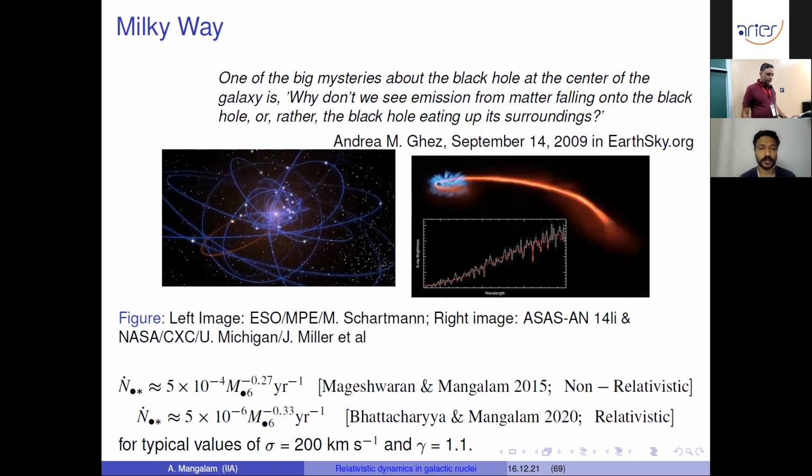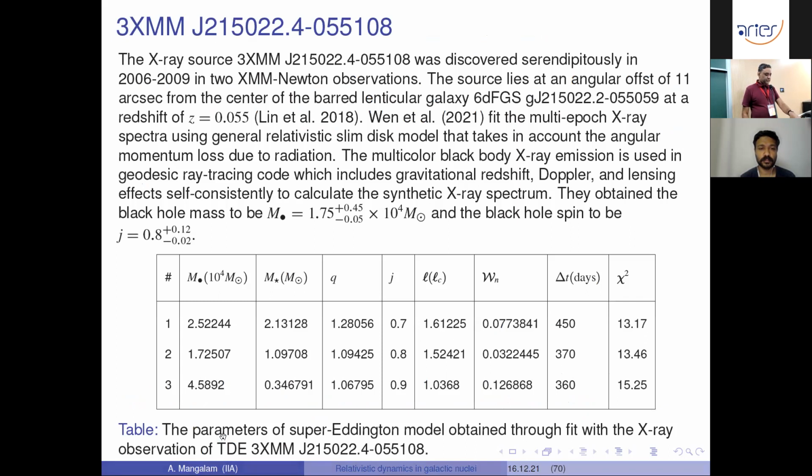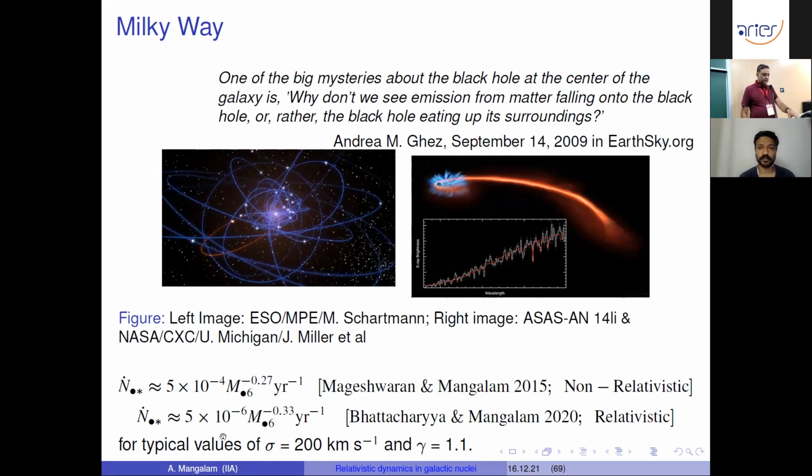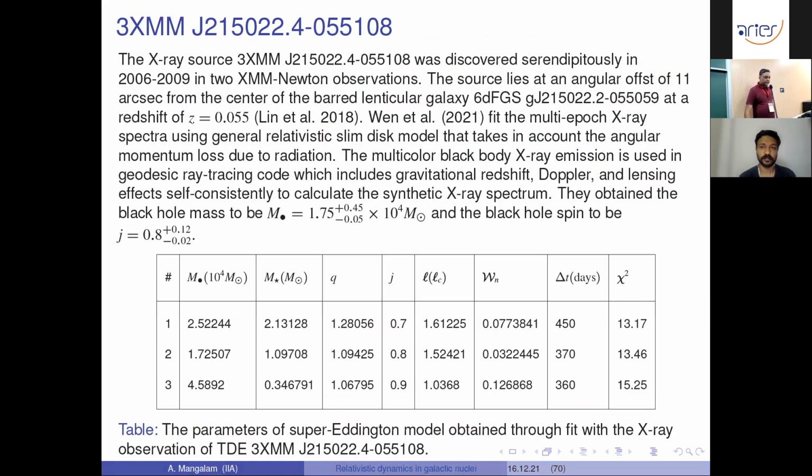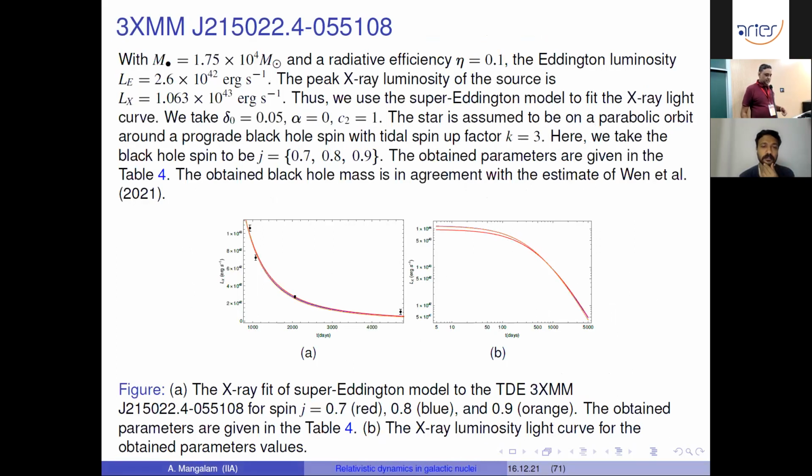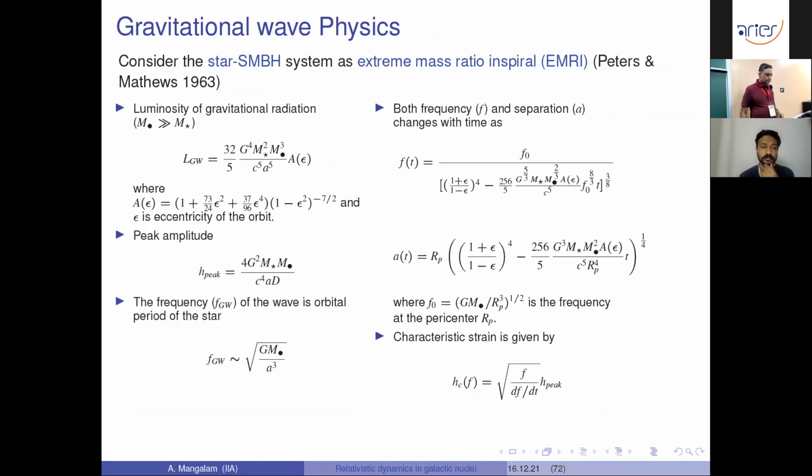This is a comment by one of the Nobel Prize winners. Why don't we see emission from matter falling onto the black hole? And why is it not so high? And it's partially answered by these two calculations. If you do it non-relativistically, you get a higher value. And if you do it relativistically, you will see a much lower value, more in line with what is seen in observations. And we also did the electromagnetic signatures of these tidal disruptions, and you can see that we're able to match the curves.